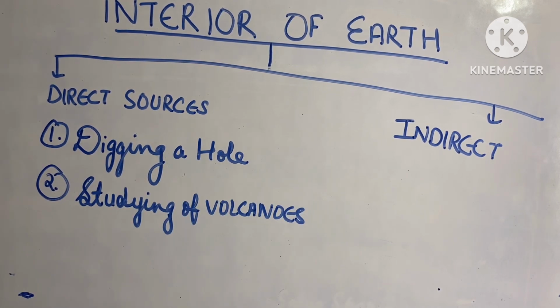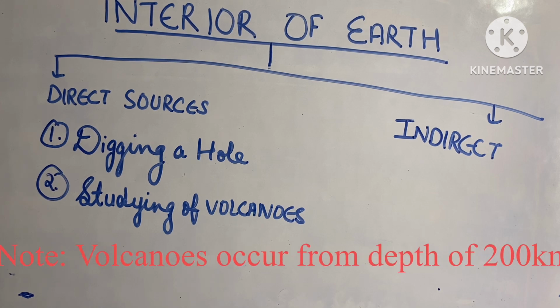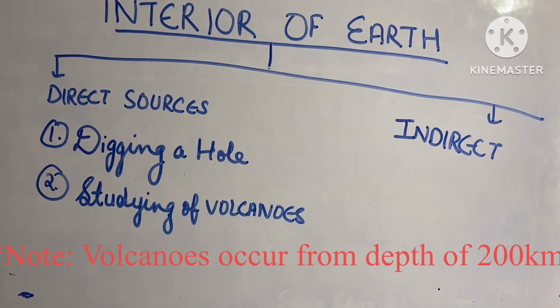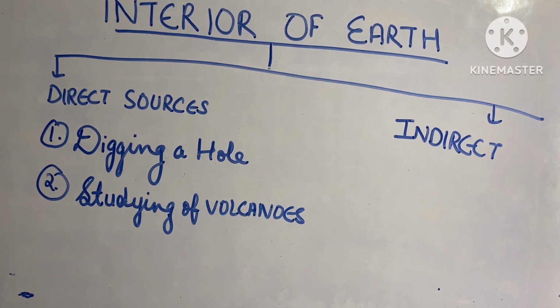So the study of volcanoes gives the idea about the interior of the earth, but volcanoes mostly occur from the depth of 200 km, which is the layer of asthenosphere, and thus volcanic eruption can give us the idea of only up to the 200 km and not beyond that. So mainly, what are the direct sources to know about the interior of the earth? It is digging a hole and study of volcanoes.